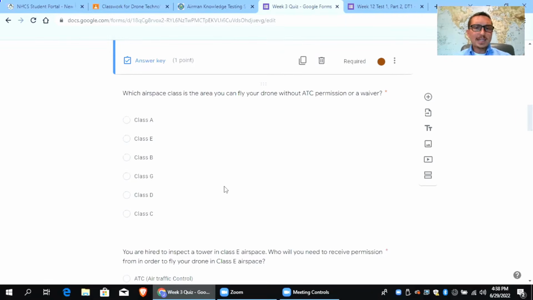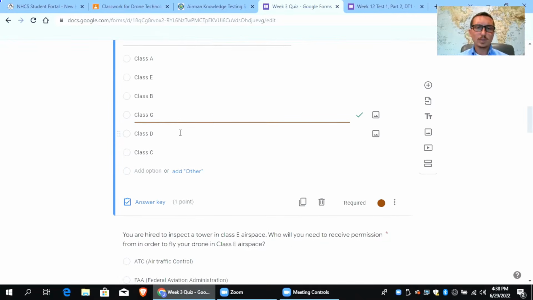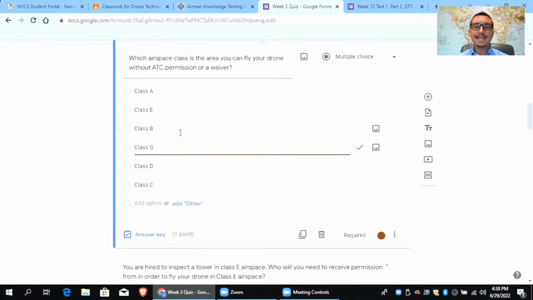Which airspace class is the area you can fly your drone without ATC permission or a waiver? And the answer here is Golf. So we just talked about that. So G is in Golf. Be familiar with that military phonetic alphabet. You'll need to know that. So Golf airspace is the one where you do not need to get ATC permission.